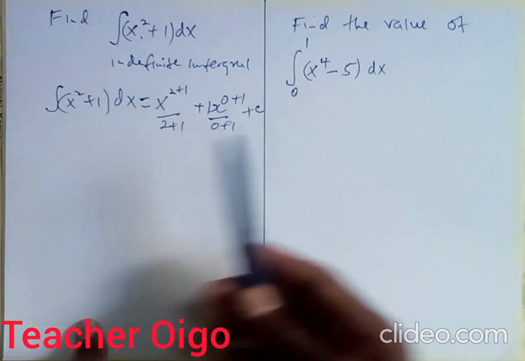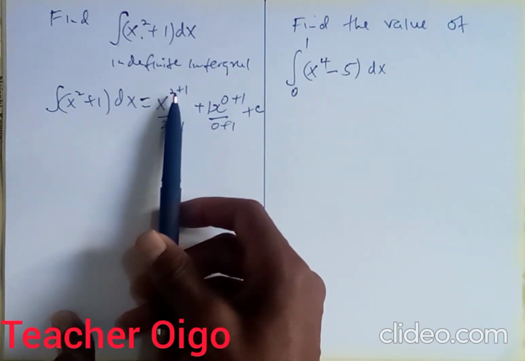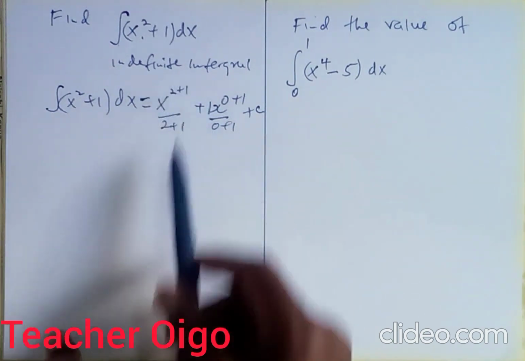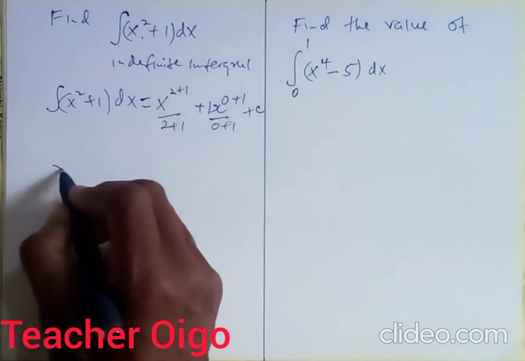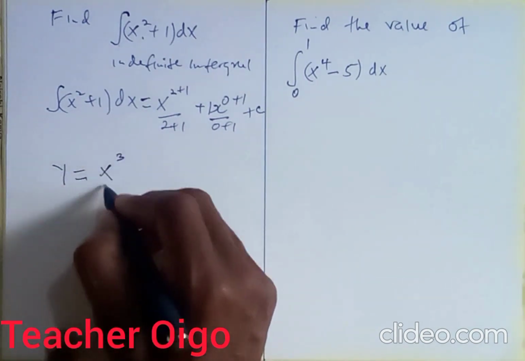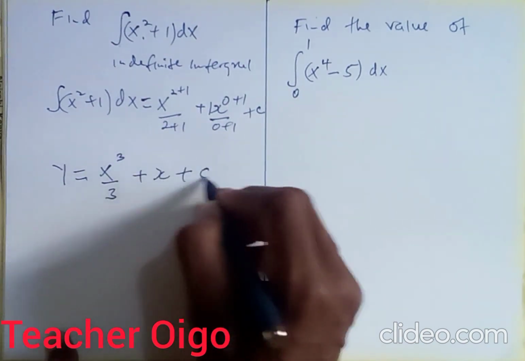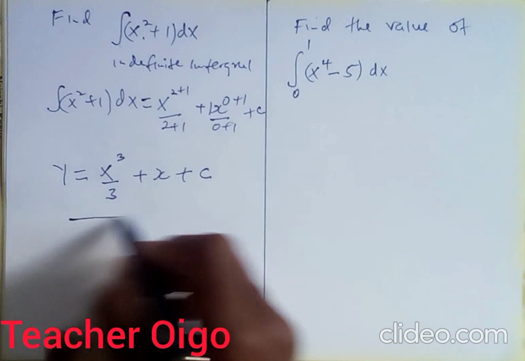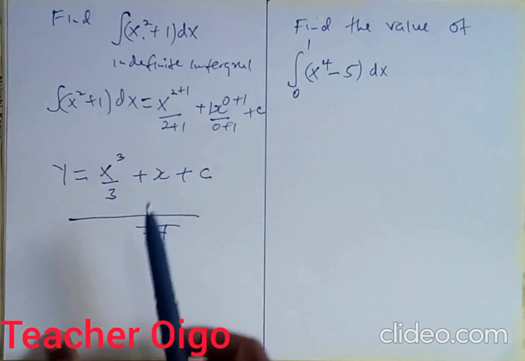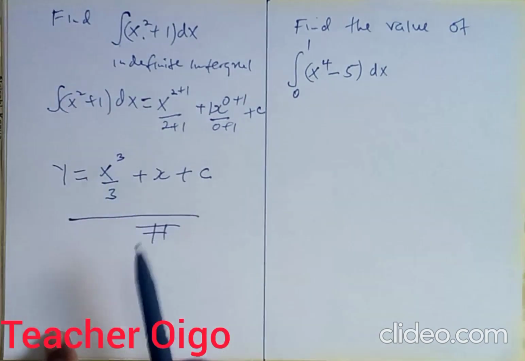So what are we doing here? When we are integrating, what you are doing is that we are adding 1 to the power, and then we are dividing with the resultant that we are getting from that particular one. And therefore, this one you're going to have that the function y is equal to x cubed over 3, then plus x plus c. So anytime we are integrating a particular function, especially the indefinite integrals, what we are doing is that we are adding 1 to the power and dividing by the resultant.